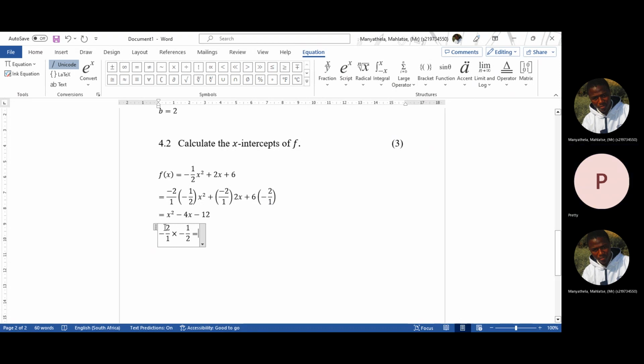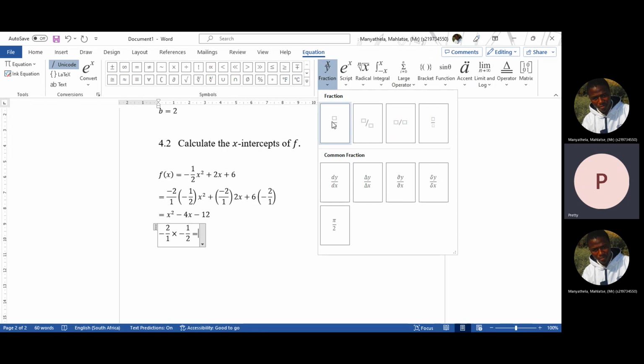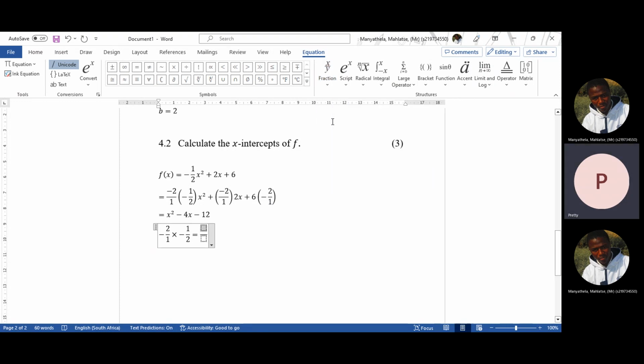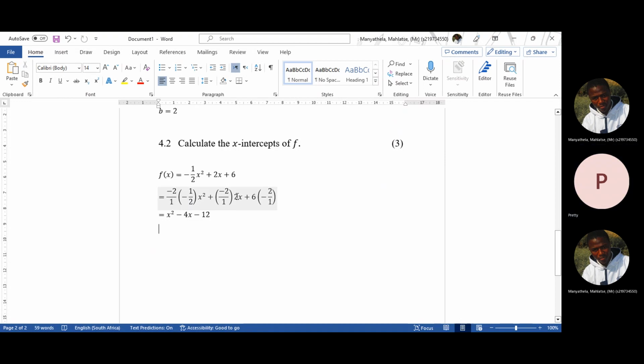This is the same as minus 2 times minus 1, which is positive 2. Then 1 times 2 gives 2, and 2 divided by 2 gives 1. So there's no way minus 2 over 1 times minus half equals positive 4. So I wrote 6 times negative 2 over 1, which is minus 12.